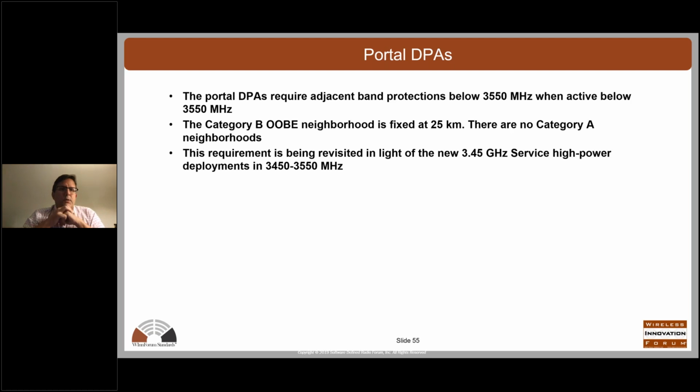Some of the portal DPAs also require protections below 3550. So this is a little bit of a new concept. They can tell us that they're operating below 3550, and we have to manage CBSDs that are within 25 kilometers of those sites, such that their predicted impact to the operations below 3550 does not exceed a certain interference criterion. So it is a consideration that even though the DoD may not be operating specifically in the CBRS band, we may still need to protect them from out-of-band interference. Next slide, please, Lee.